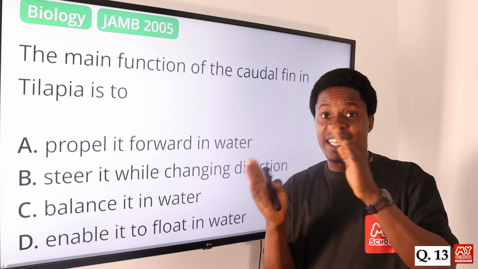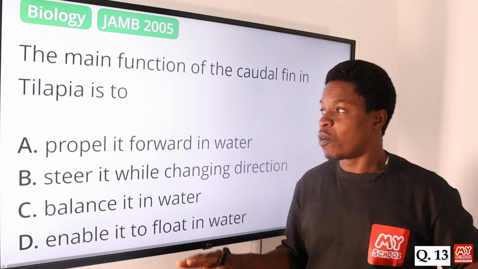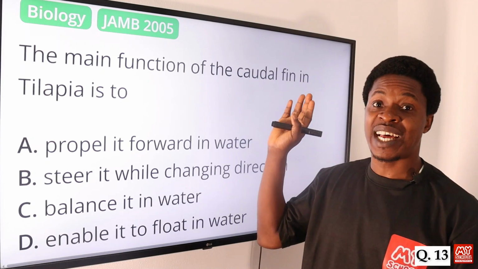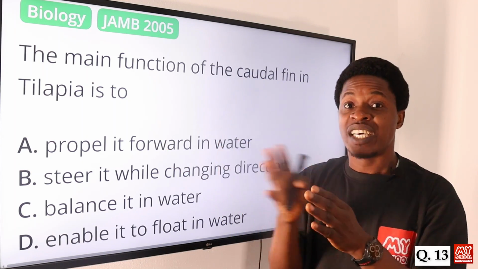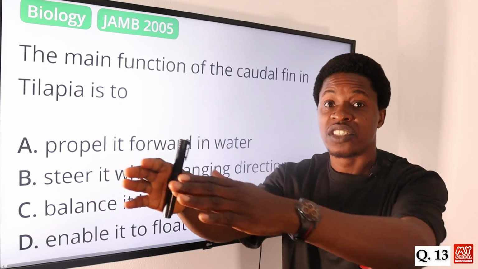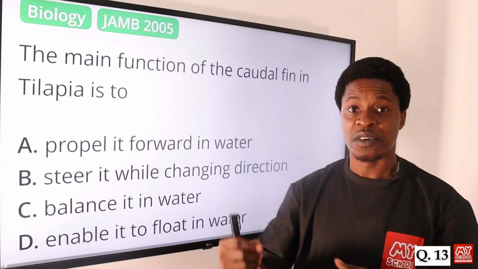We have it on the two sides of the fish. So that one is to maintain what? To maintain balance. But when we talk about the caudal fin, that's the tail one, it is actually to propel forward. When it wants to propel forward, it swings it and then the fish moves forward, just like the paddle in the canoe, okay? When you want to move forward, you move it there.